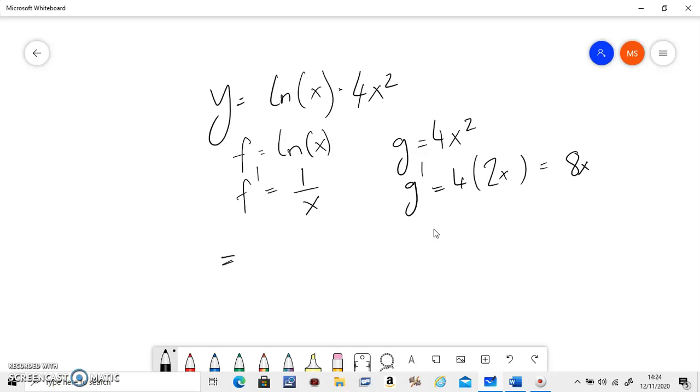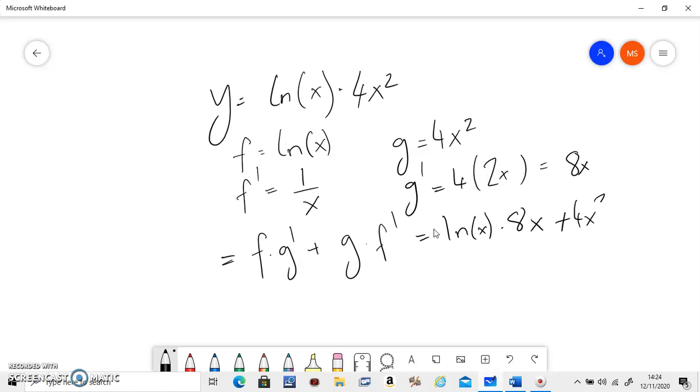And then all you have to do is apply the formula, which is f times g prime plus g times f prime. So f is ln x, g prime is 8x, g is 4x squared, and f prime is 1 over x. And then you try to see, is anything common between them? The answer is yes, it's 4x.